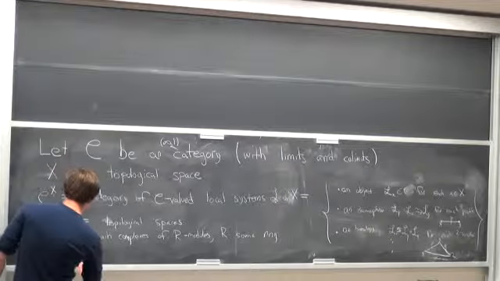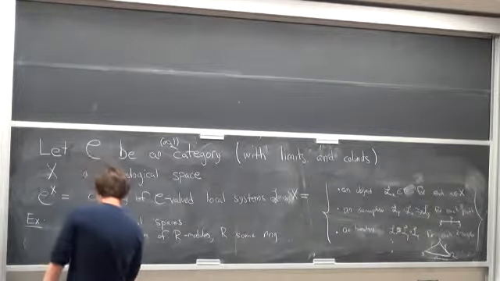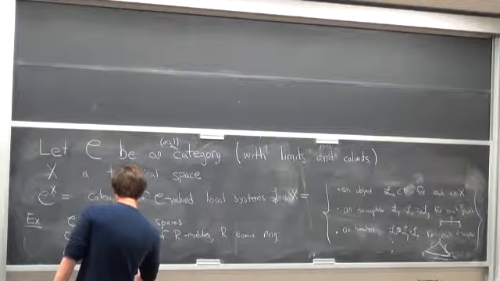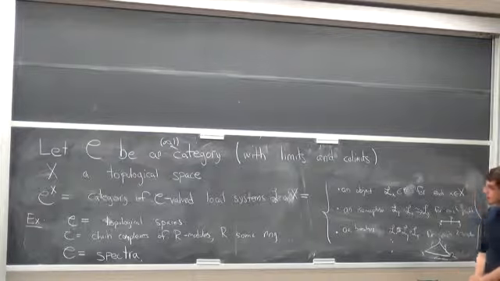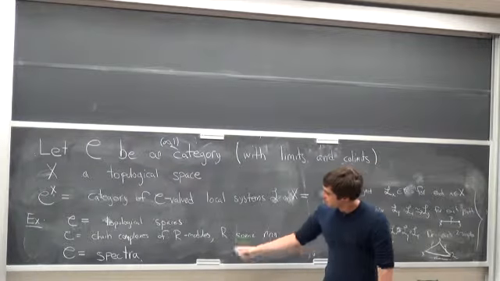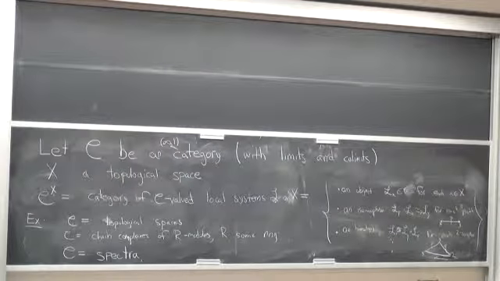And a fancier version of this, which I'm going to come back to in the next lecture, is you could take C to be something like the infinity category of spectra, which is a fancier version of chain complexes where you take R to be a ring spectrum rather than an ordinary ring. But these are the kinds of infinity categories that I want to consider now.